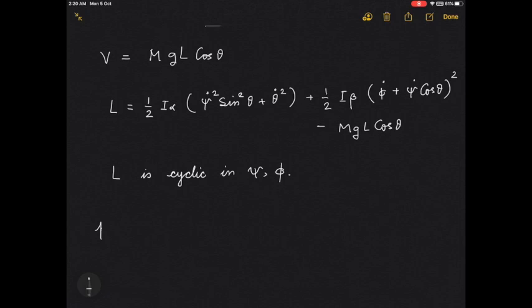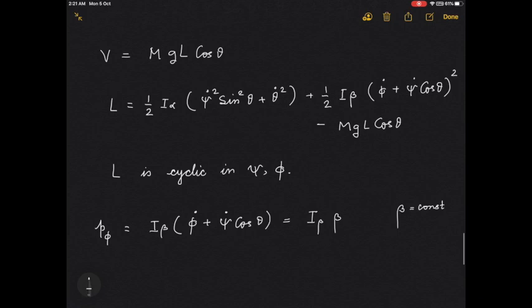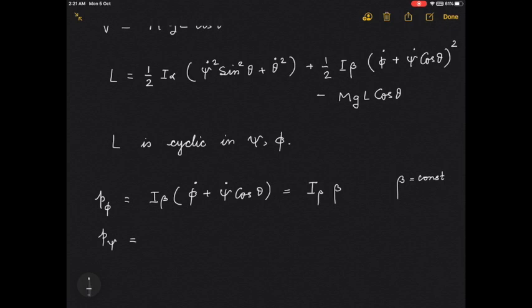And what is P phi? P phi is I beta times this, which I write as I beta times beta. It's a constant, so beta is a constant. Similarly, P chi is also constant. So what is P chi? P chi has contributions from both the terms.